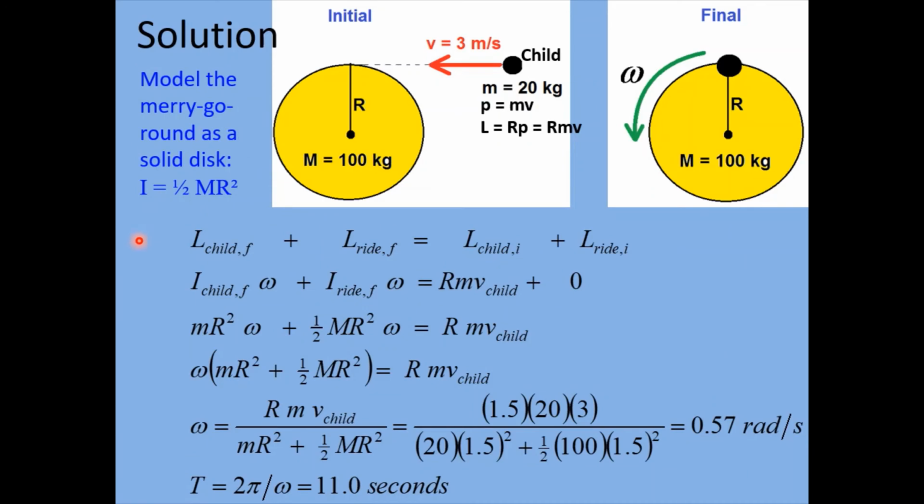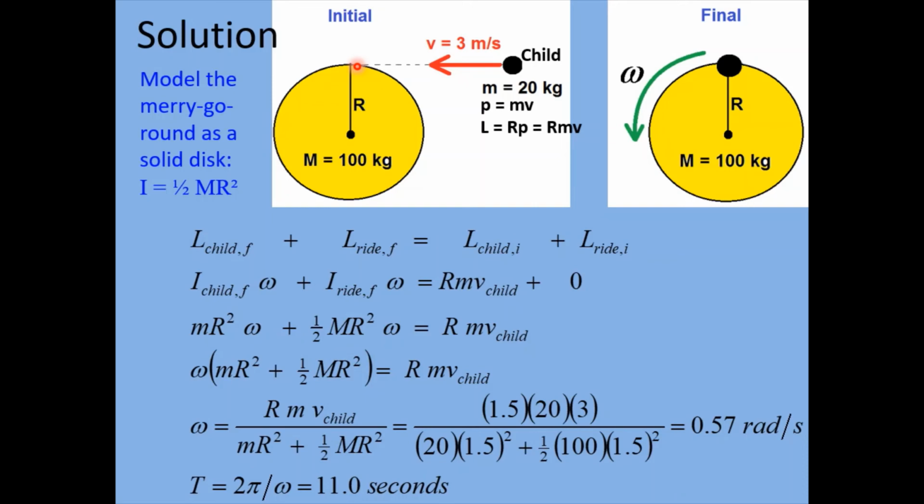So to solve this problem, we're going to model the merry-go-round as a solid disk. Remember, for a solid disk, I equals 1/2 mr squared. That's the rotational inertia. Now, what do we do with the child? Well, the child is running. This is a top view. This is the merry-go-round over here. And here is the child with a mass of 20. She's running towards the edge of the merry-go-round and jumps right on the edge here.